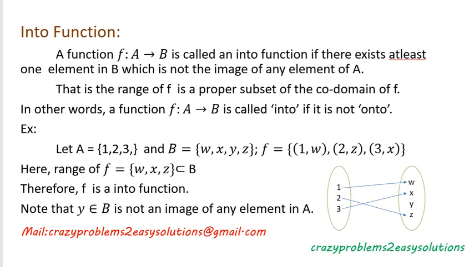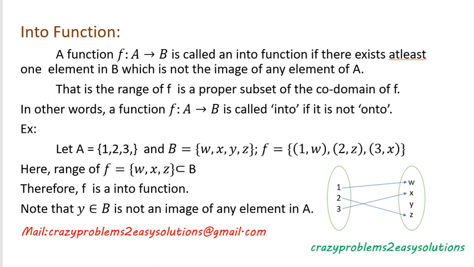Into function. A function f from A to B is called an into function if there exists at least one element in B which is not the image of any element of A. For example, take two sets {1, 2, 3} and {w, x, y, z}, with the function 1 maps to w, 2 maps to z, 3 maps to x. In the codomain there is one element that is not mapped from the domain. So this is called an into function, where the range of f is a proper subset of the codomain of f.